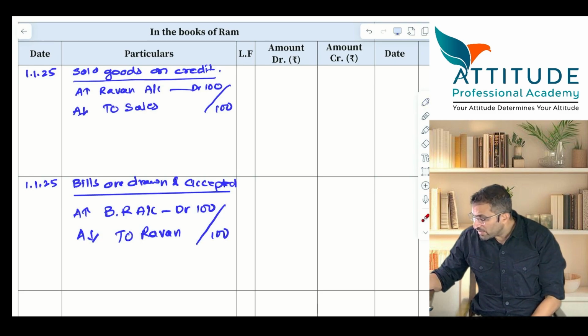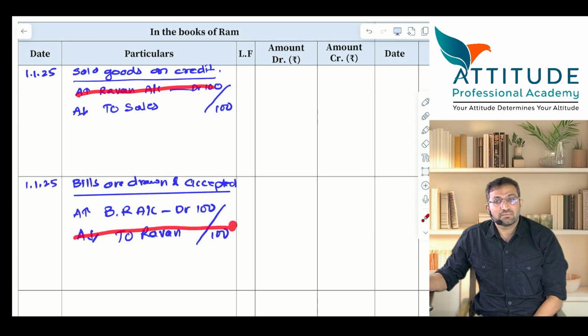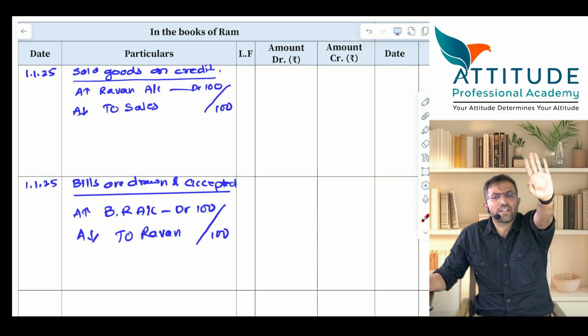All of you are able to understand? Look here, Ravan debit, Ravan is gone. What is left is only bills receivable. Of course, sales account is credited. Is that clear? All of you are able to understand?